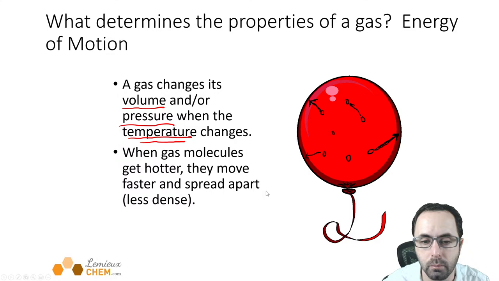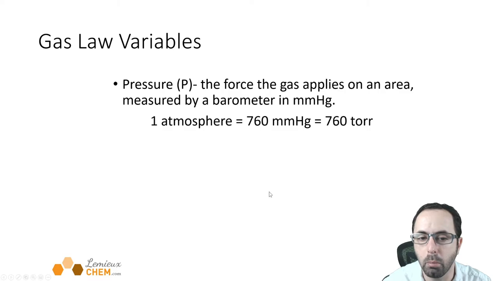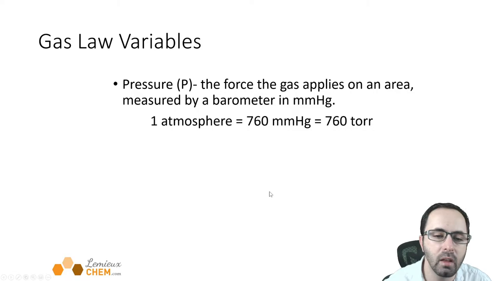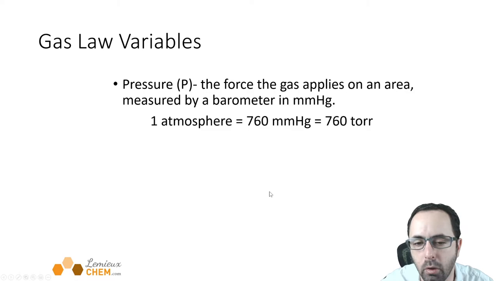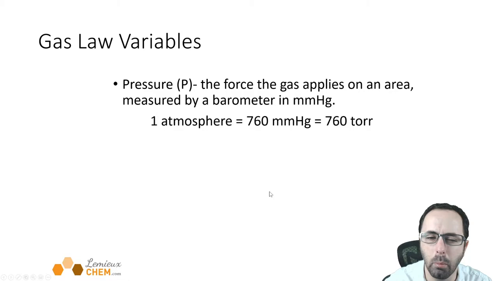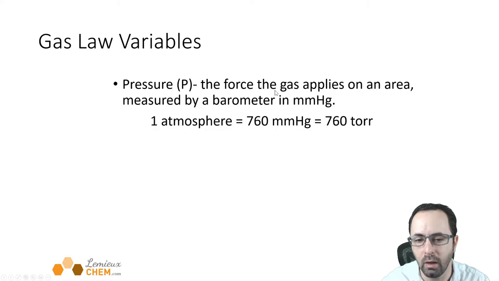So what are these variables that we're going to be measuring? We've mentioned pressure. Pressure is kind of a new variable that we haven't talked about yet, because early in the class we talked about volumes, the amount of space a sample of matter is taking up. We talked about temperatures, but we didn't talk at all about pressures, in fact. So pressure we're going to indicate with a capital P as a variable. And this is the force that a gas applies on an area.